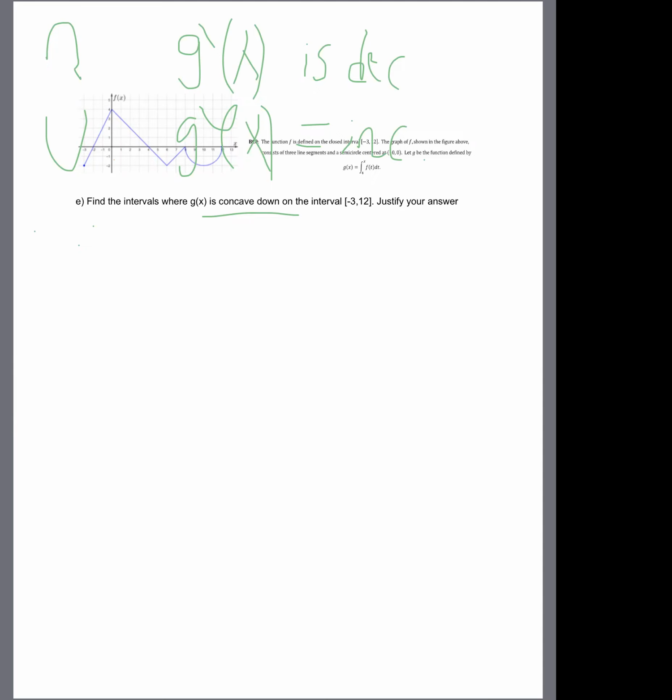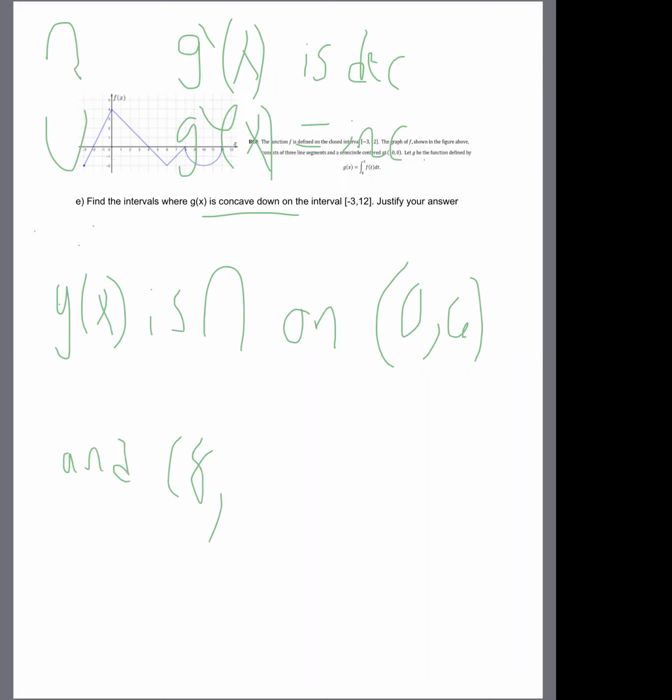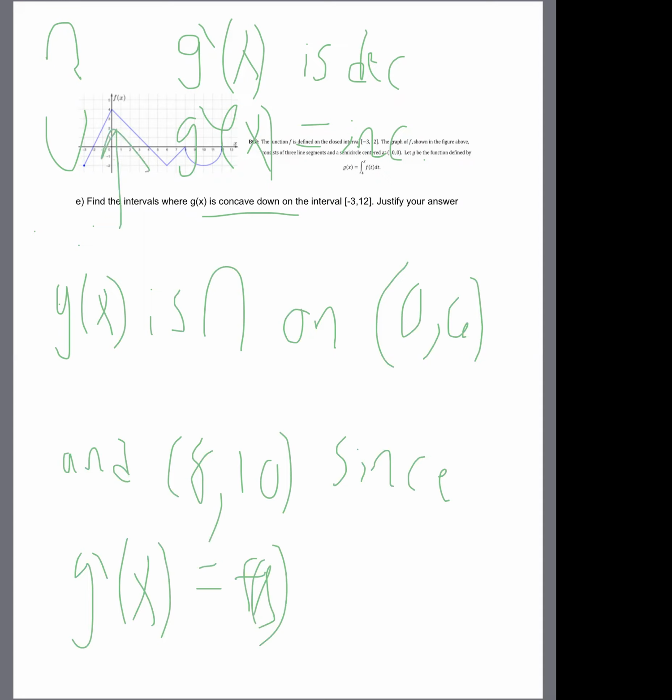So then all you guys would have to say is g of x is concave down on 0 to 6 and 8 to 10, since g prime of x is equal to f of x. Remember to show that you're looking at this graph, which is decreasing on these intervals. And then that's all you have to do.